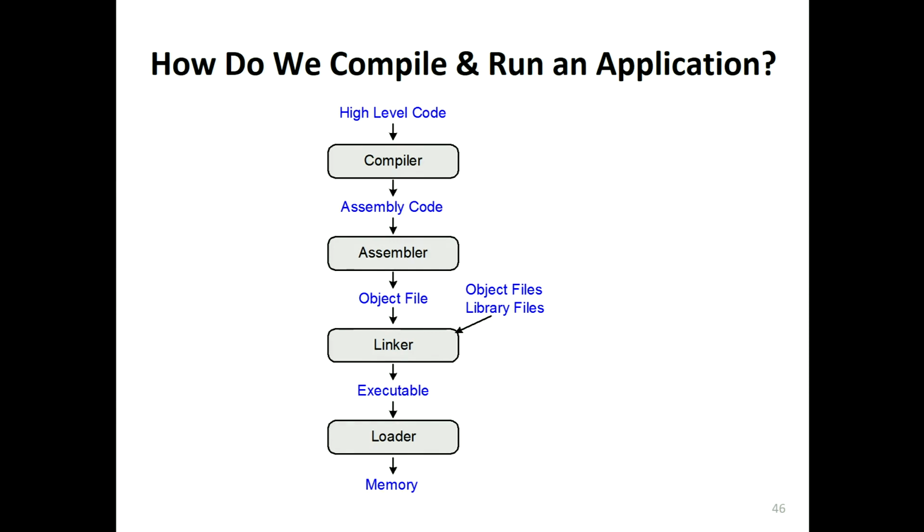Once they're all linked together, you form an executable. These executables are typically in binary format, and they're copied to the memory when they're being loaded, and the CPU can execute these instructions from the memory later on.